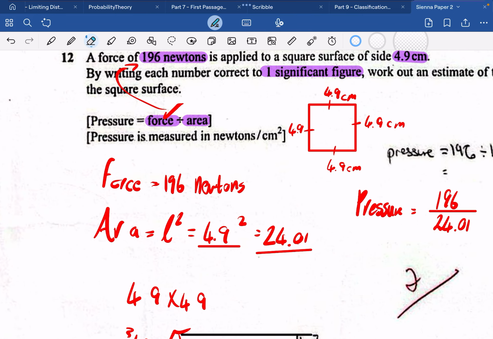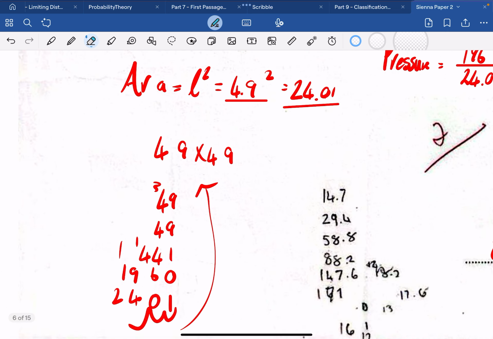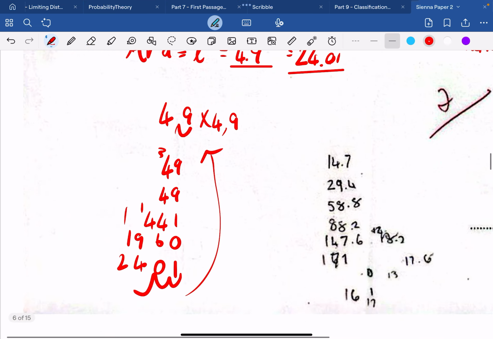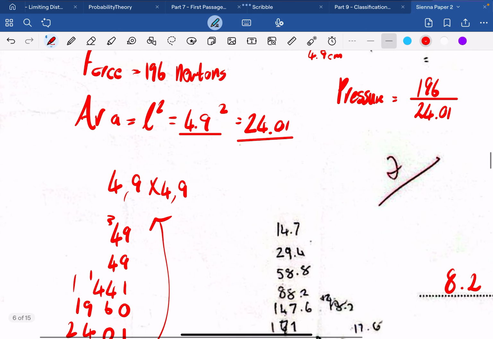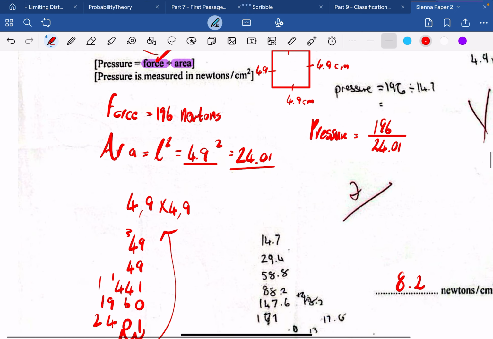So you're not allowed to do this with a calculator. You have your own methods of doing arithmetic. This is just how I did it. I did 49 times 49 divided by 100 because I moved the decimal point up 2 spaces. So you just divide your answer by 100 to get 24.01. But if you've got your own method to do that, don't stress about mine.